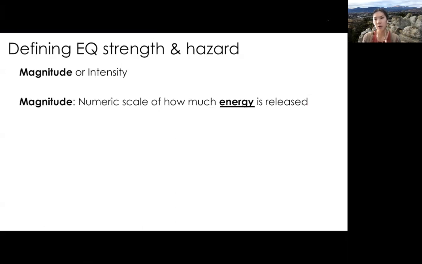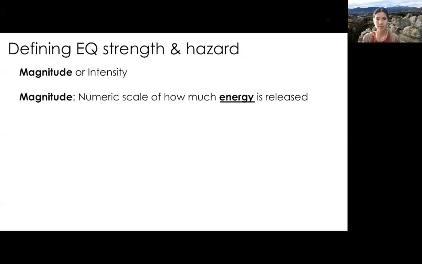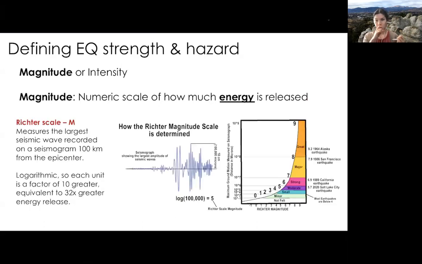The magnitude is what you're probably most used to. It's a numeric scale of how much energy is released. And there are two different types of magnitude scales. So the first one is the Richter scale, which is often just symbolized by an M. And this was really commonly used for a long time and is still, I think, colloquially, we think of the Richter scale as being the magnitude. This is actually not the one that we commonly use today. So I'll just keep that in mind.